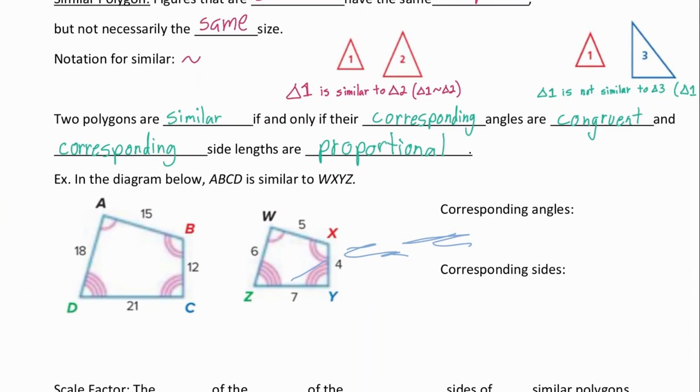If we're looking at this image, we have two figures here. In this diagram, we can say the polygon ABCD is similar to polygon WXYZ. So again, the similarity statement, the way that we would write that is ABCD is similar to WXYZ. Again, this is considered a similarity statement.